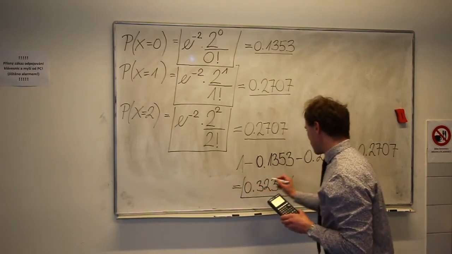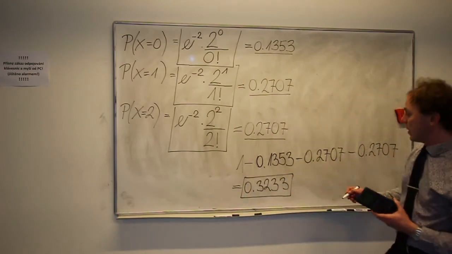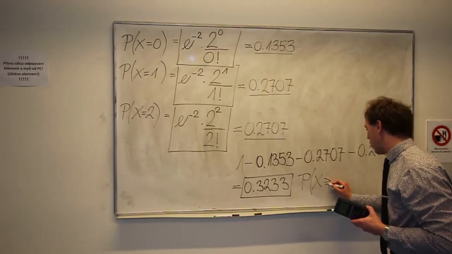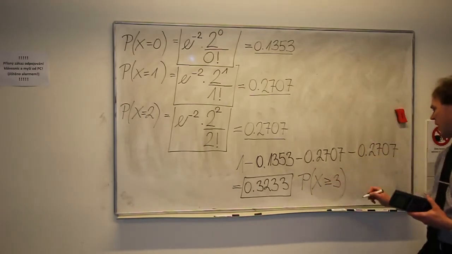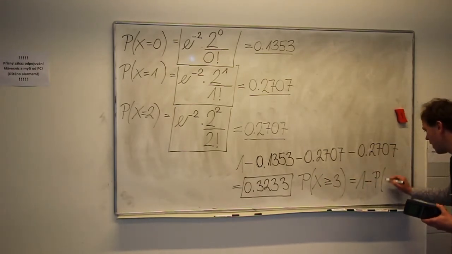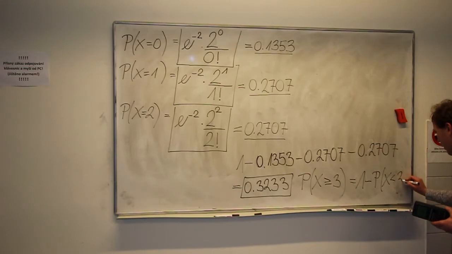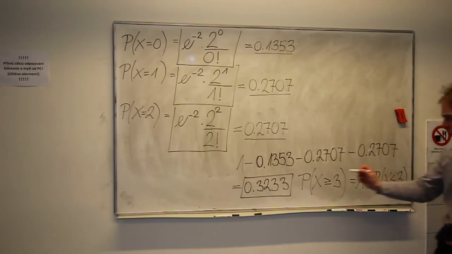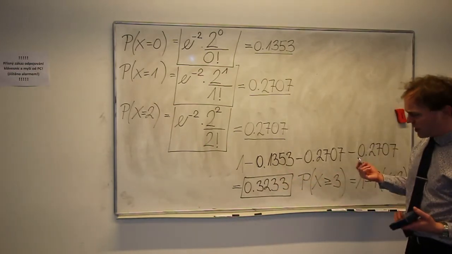0.3233. Yes, so this is the probability that random variable x will be higher or equal to 3. Yes, we calculated this like 1 minus probability that x will be smaller than 3. So 1 minus 0 or 1 or 2 customers in your store. Yes, so this is the calculated result.